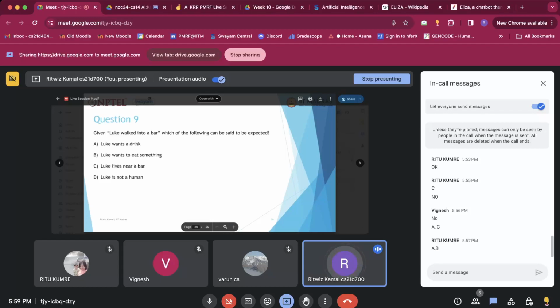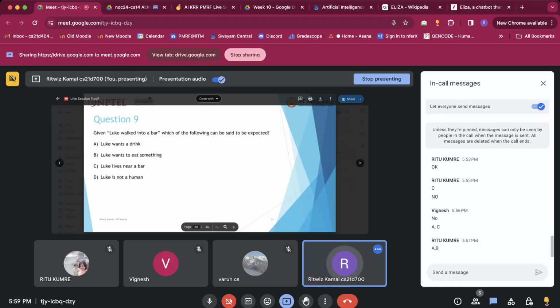Okay, so we have a couple of answers in the chat box, and let's see which of these options are correct one by one. The first option says that Luke wants a drink. Okay, this is something natural that we can expect. If a person goes into a bar, then we can expect that he or she will want a drink, right? So option A seems to be correct. Or Luke might want to just eat something. Okay, so option B is also correct.